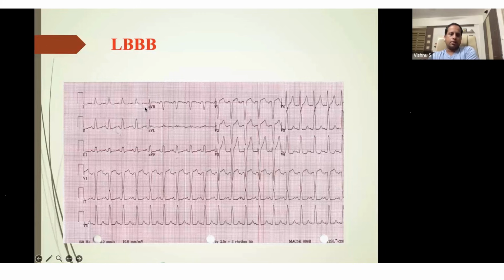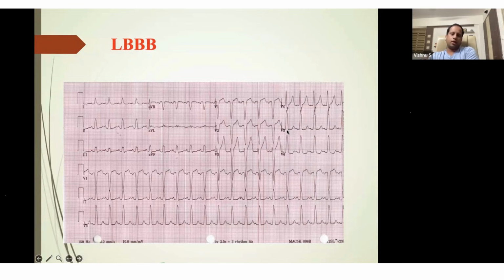In this ECG, we can see the rhythm, P followed by QRS. The rate is around 110 to 125, tachycardia. You can see the predominant QS pattern in V1, and there is absent septal Q in V1 and V6, and the axis is normal, and there are conduction delay notches in the QRS complex. This is a typical left bundle branch block.